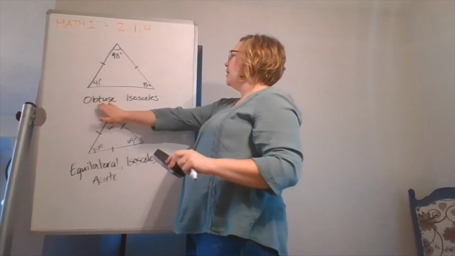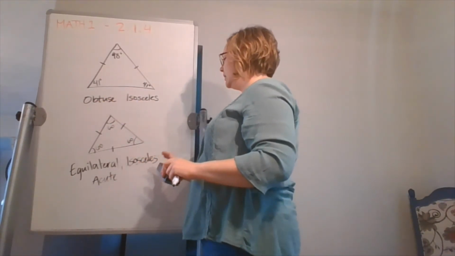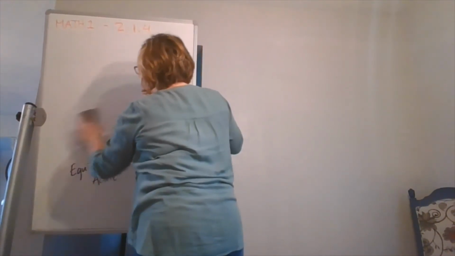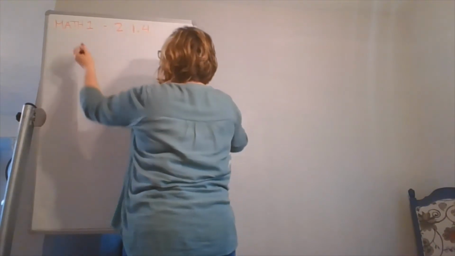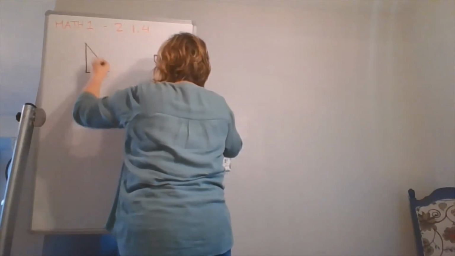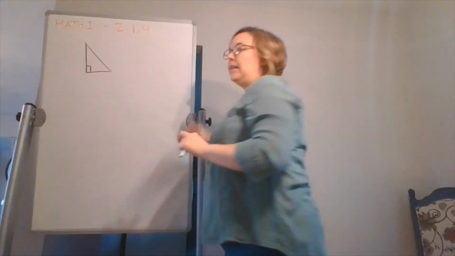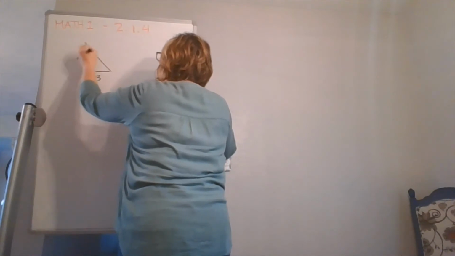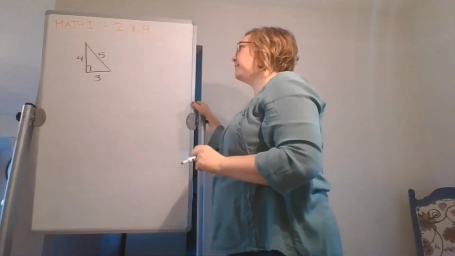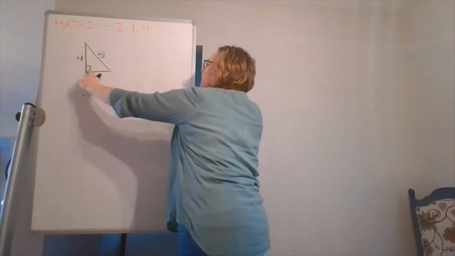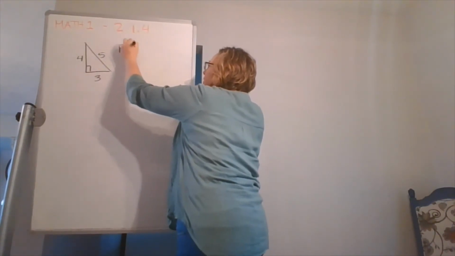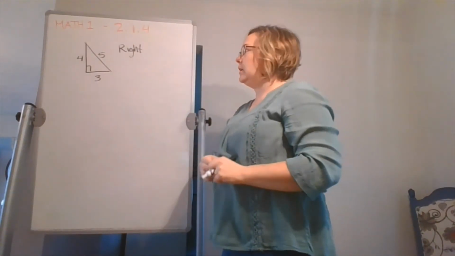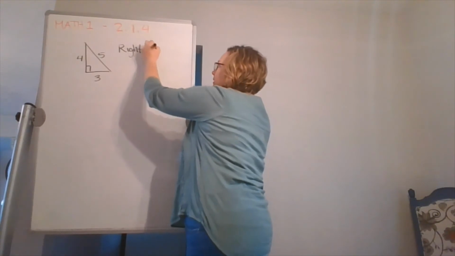So we've talked about obtuse and isosceles, equilateral, isosceles. Okay, so we need to talk about a right triangle. Right triangles, again, have a 90-degree angle. Okay, so if I have that 90-degree angle, and let's say that my side measurements are that. Okay, so I know it's right by the little square in the corner. All three sides on this triangle are not equal, which means it's scalene.